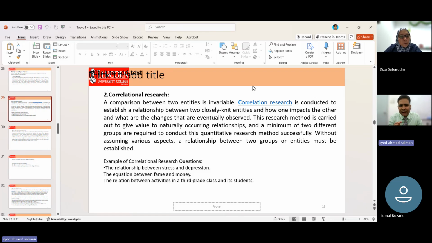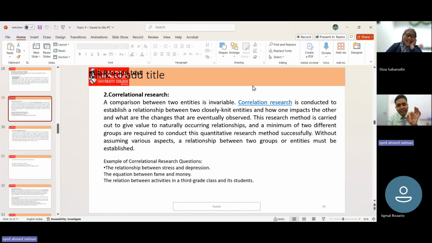Correlation research is conducted by establishing a relationship between two closely knit entities. Now see the example, the relationship between stress and depression. If you are having stress, then you will be depressed. The equation between fame and money. Okay, if you are famous, you will have money. It's not necessary.